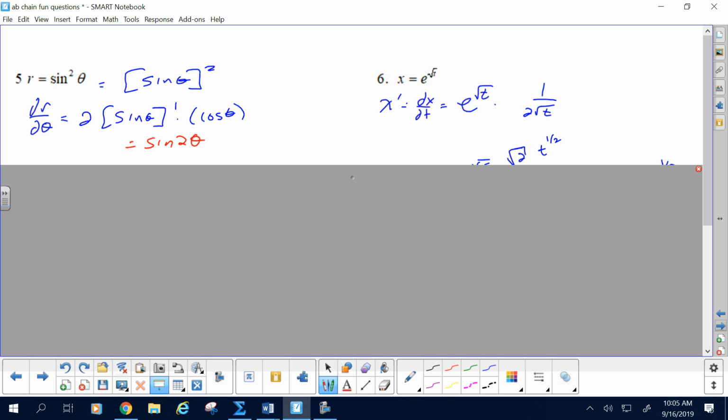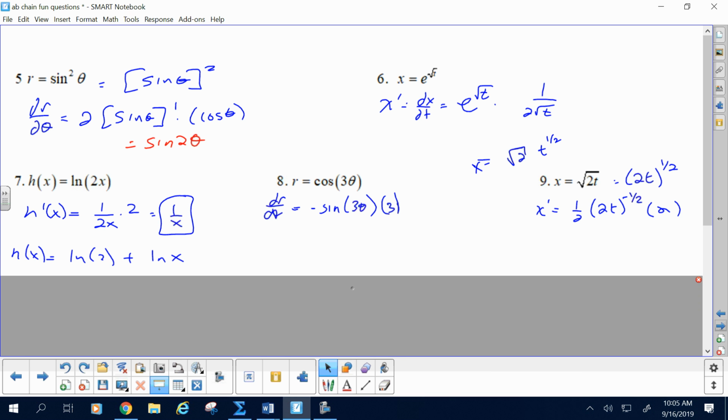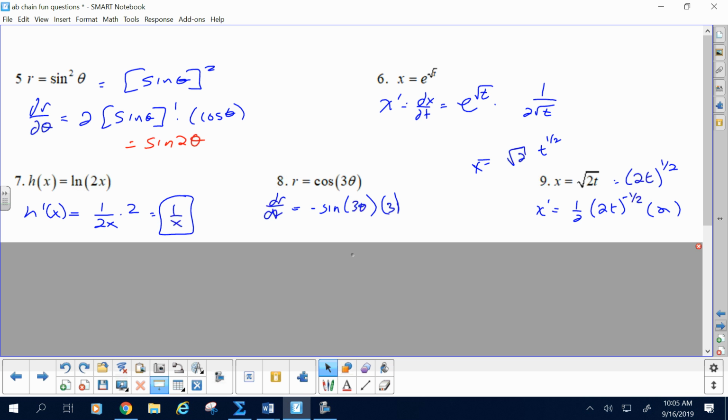All right. Number 6, x prime or dx/dt, given some kind of label, is the derivative of the outside, which is the e stays the same, inside stays the same, but then the derivative of the inside is 1 over 2t. Number 7, this is an interesting one. Log is the outside, so the derivative of the outside is 1 over the inside, so that's 1 over 2x, times the derivative of the inside, which is 2.